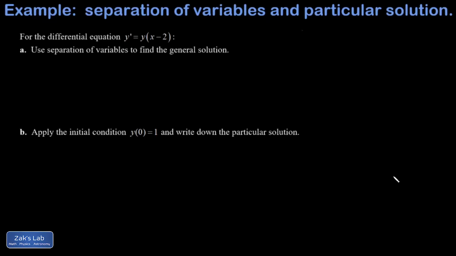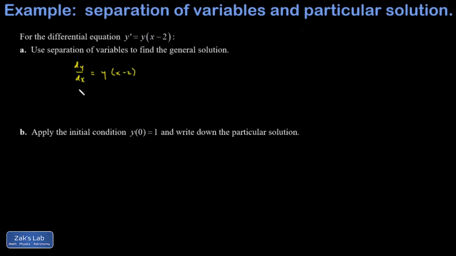In this problem, we're asked to use separation of variables to find a general solution of a first-order differential equation, and then we're asked to apply an initial condition in order to nail down a particular solution. So let's do the separation of variables thing. I'm going to rewrite the differential equation, but with the derivative in Leibniz notation.